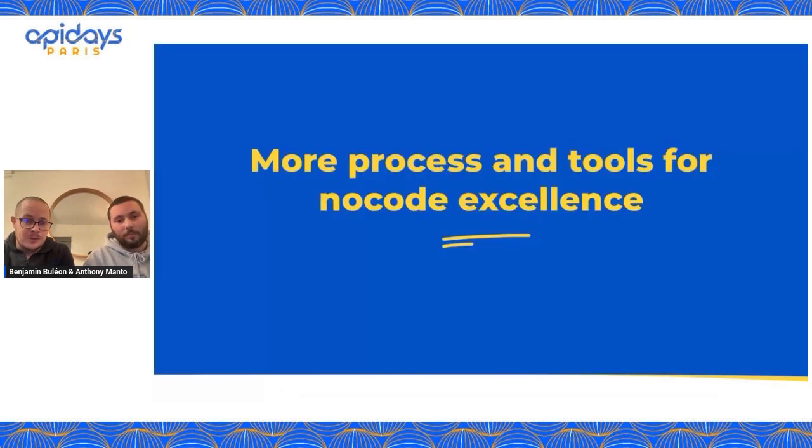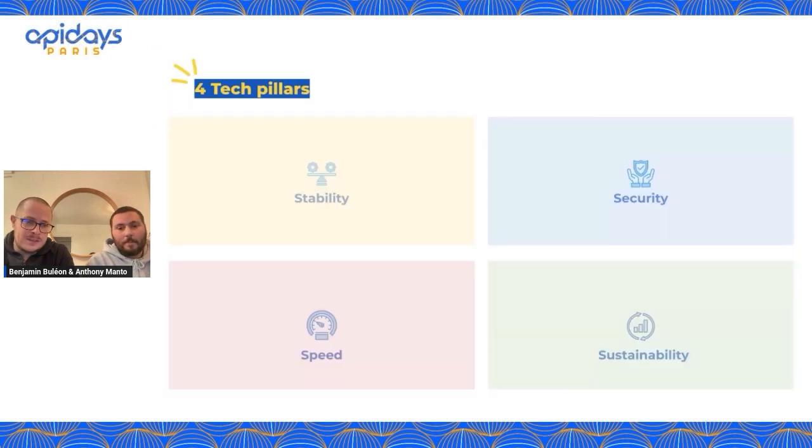So now we know how we built this new microservice, but how can we be sure that this microservice matches the level of excellence required to be part of our solution? Every time we create a new product in our solution, we rely on 4 tech pillars, which are industry standards. Our products need to be stable, secure, fast, and sustainable. And that's exactly what we tried to do for NoCode.